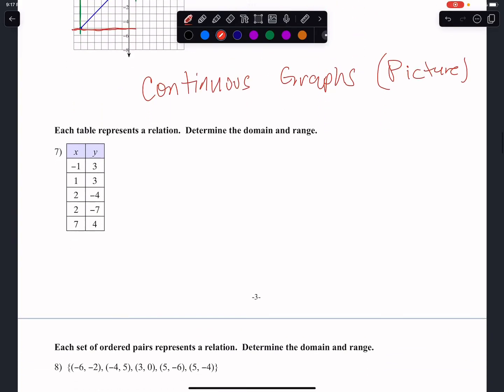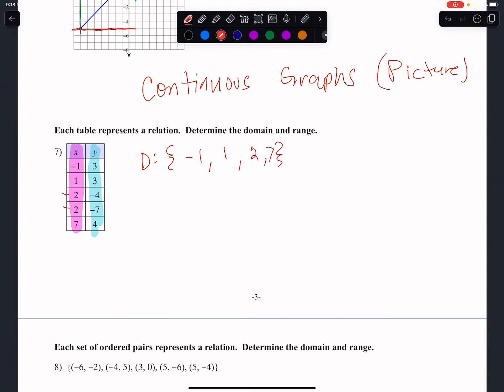Now, each table represents a relation. Determine the domain and the range. So again, here our domain and range is easier because our domain are all of our x's and our range are all of our y's. So your domain is going to be -1, 1, 2. Since there's two 2s, you don't have to write them twice. You can write it once, and then there's a 7.